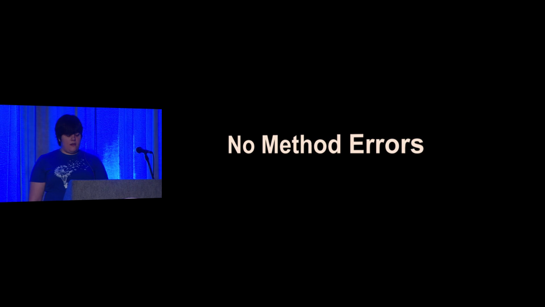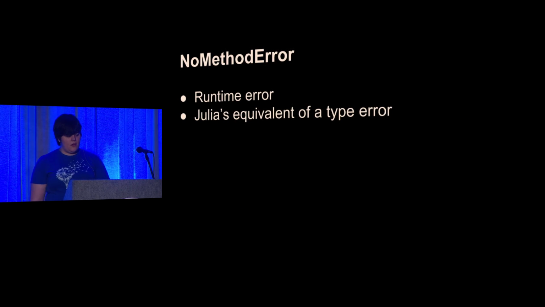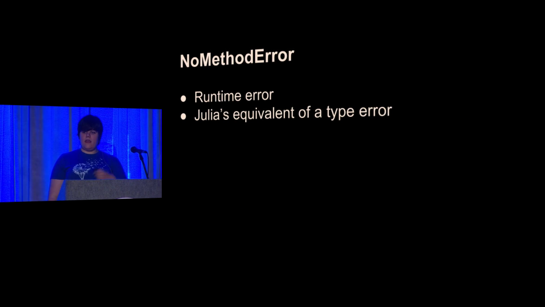So we're going to move on to the next check. So this is no method errors. So this is a runtime error. It's what you would see sort of as a type error. It's when you're calling a method, and either the order of your arguments isn't right, or their types are just wrong.